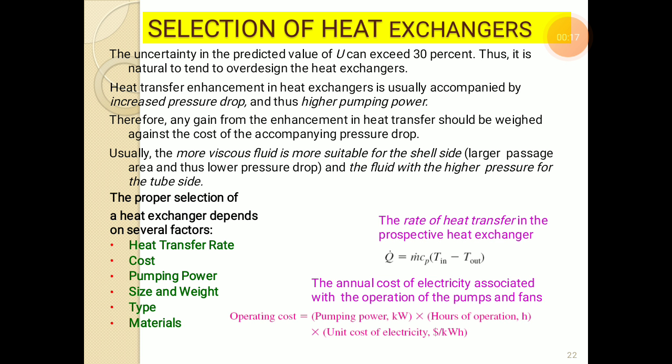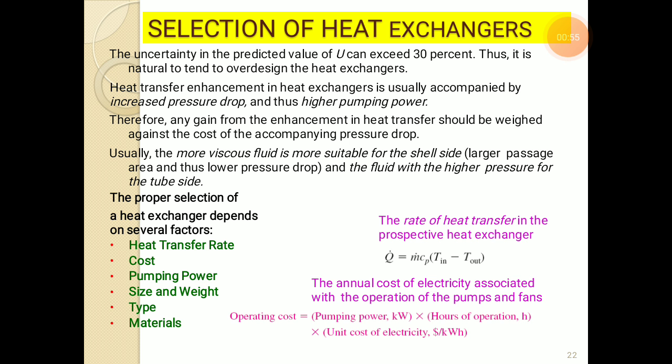So today we are going to learn how to select a heat exchanger for a typical application. The uncertainty in the predictive value of the overall heat transfer coefficient can exceed 30%. Thus, it is a natural trend to over-design the heat exchanger. Heat transfer enhancement in a heat exchanger is usually accompanied by increased pressure drop and higher pumping power. Therefore, any gain from the enhancement in heat transfer should be weighed against the cost of the accompanying pressure drop.